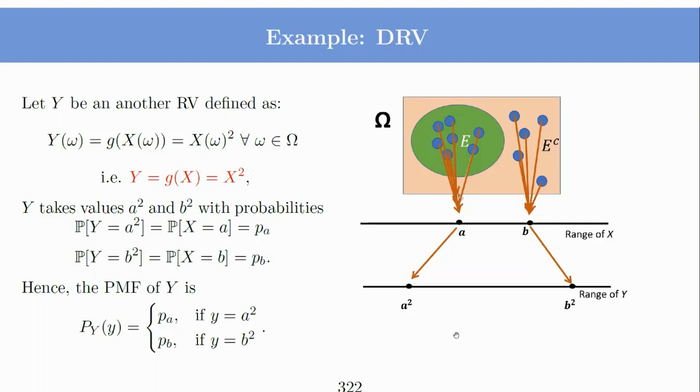And what will be the probability of these two? So the probability that Y is equal to A square is the probability of all omega such that Y(omega) is A square, which is nothing but the probability of this E, which is equal to PA. Similarly, the probability that Y takes B square value is the probability of all these outcomes, which is PB. So hence the PMF of Y can be given as: when Y is equal to A square, it is PA, and when Y is equal to B square, it is PB. It only takes two values, which is its range.